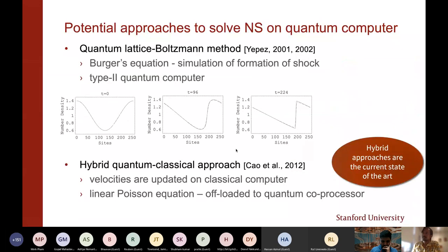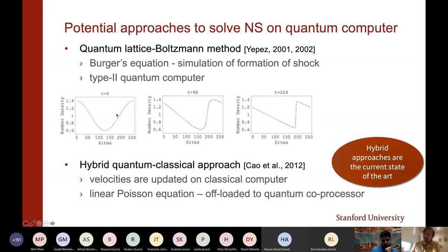Another method is called the quantum Lattice-Boltzmann method. Lattice-Boltzmann method is when you have particles on a lattice and they're interacting with each other, and you solve a reduced form of the Boltzmann equation. But they did this using a quantum computer, and they came up with a quantum mechanical model and simulated formation of shock. Here are some results that we can see from them.